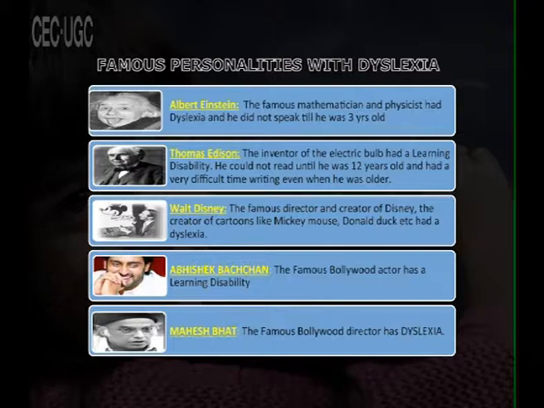When we were talking about the different talents that children with dyslexia have, this is one slide that will show you that these famous personalities were very poor in academics. They went through school life with great difficulty. There are some who just did not complete their schooling, and there are some who, with some help, were able to do so. So here is the slide.